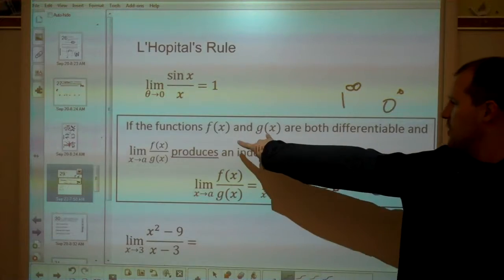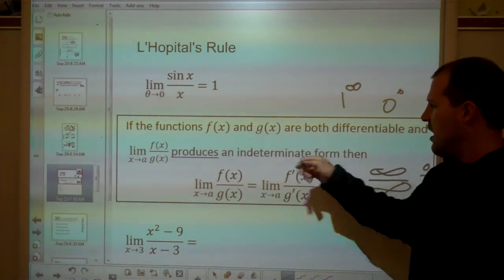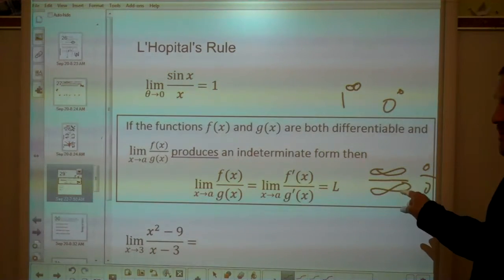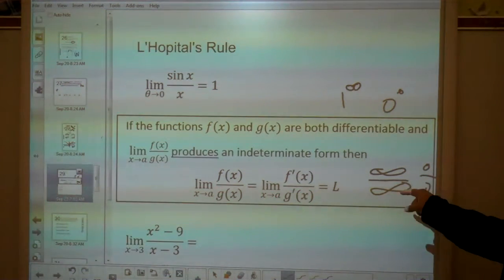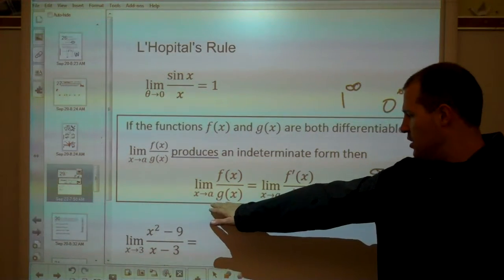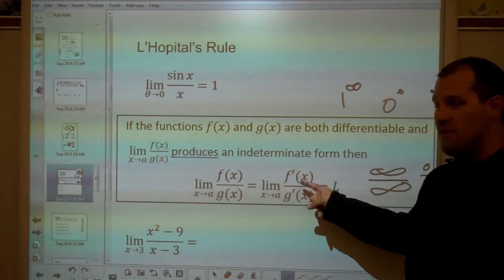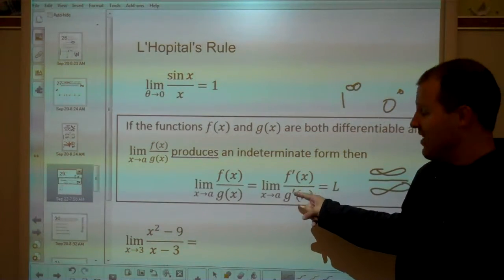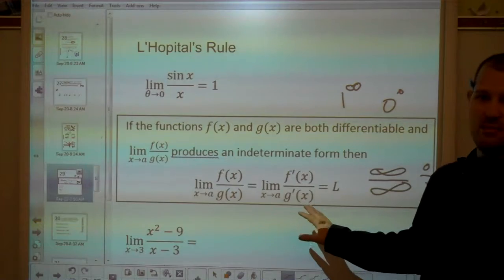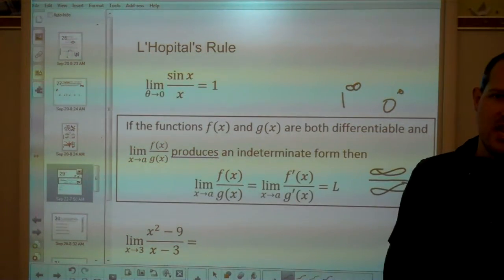Okay, so here's our rule. If we know that both of those are differentiable, we know how to take a derivative of them, and we get an indeterminate form, it has to produce an indeterminate form. Sometimes people apply the rule when there's no indeterminate form. That's bad. Don't do that. Okay? When you have that indeterminate form, though, you can independently take the derivative. It's not a quotient rule. Independently, take the derivative of the numerator and denominator, and that's an equivalent expression. Okay, so let's apply that up to this example real quick.